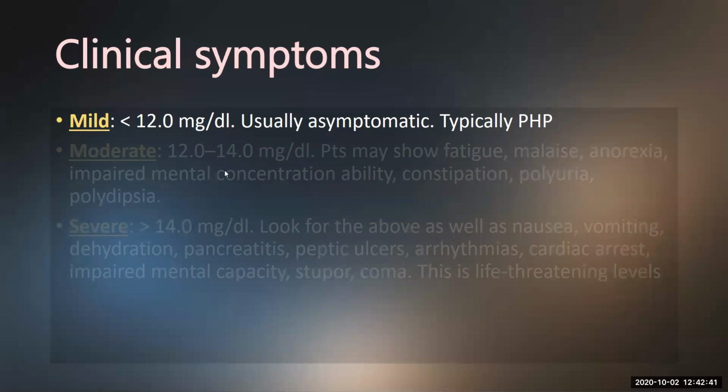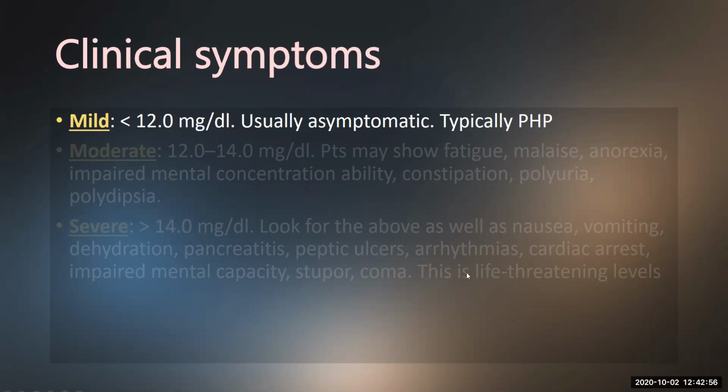All right, so clinical symptoms. This is what I was getting at. Mild is going to be less than 12. I don't think you really need to memorize these levels, to be honest with you. I think the two you should really know are 12 and 14. If it's 12 or less, it's going to be asymptomatic. That's probably going to be your primary hyperparathyroidism.